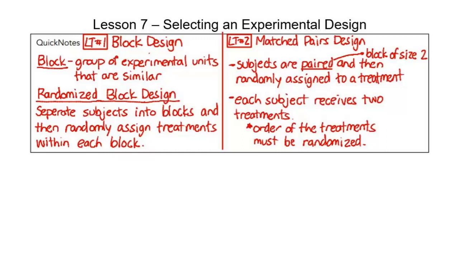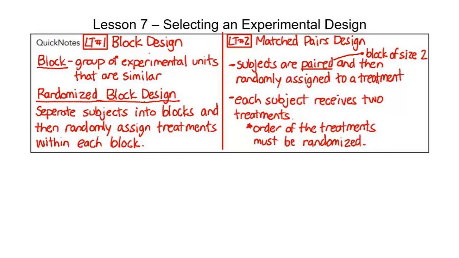So we have now covered 3 different types of experimental design. We have our completely randomized design. We have our block design and our matched pairs design. A block is a group of experimental units that are all similar in some way. They have some criteria that makes them alike. What do we mean by experimental units? Participants, yes. The things that are being experimented on.